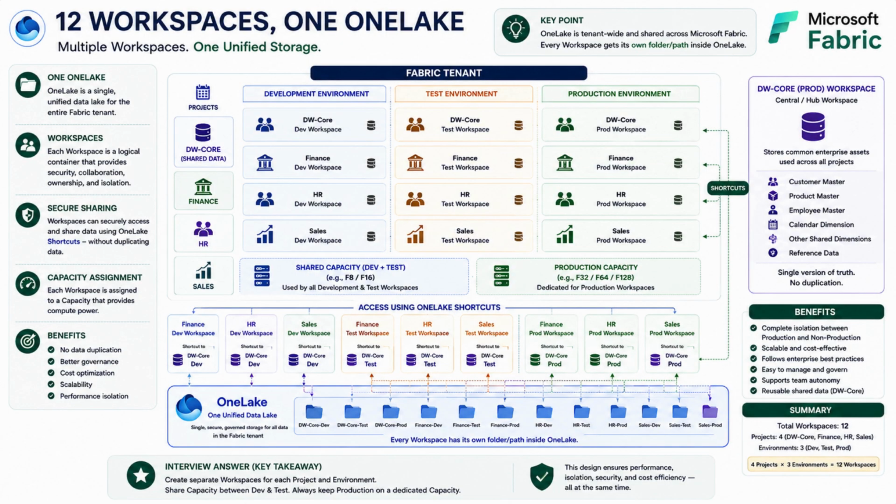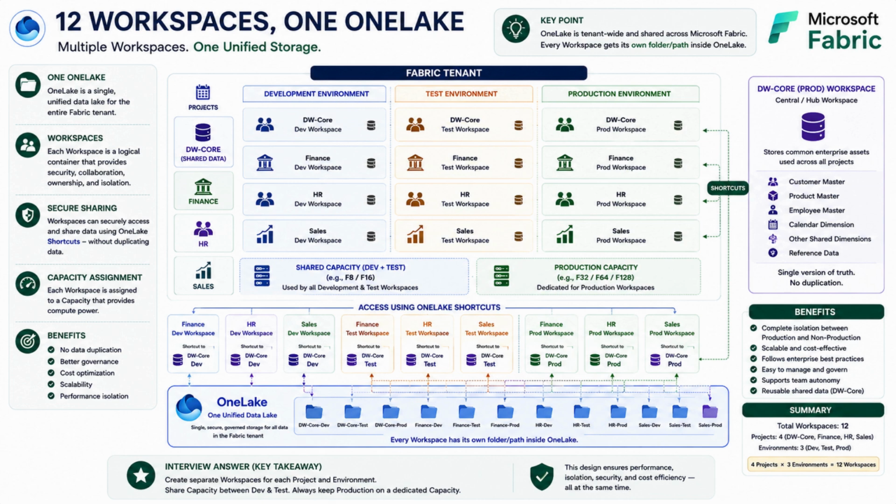Let's further extend this discussion considering OneLake in the picture. Although we have 12 different workspaces, we still have only one OneLake. OneLake is shared across the entire Fabric tenant. It is not created separately for every workspace. Instead, every workspace simply gets its own logical folder or path inside the same OneLake.